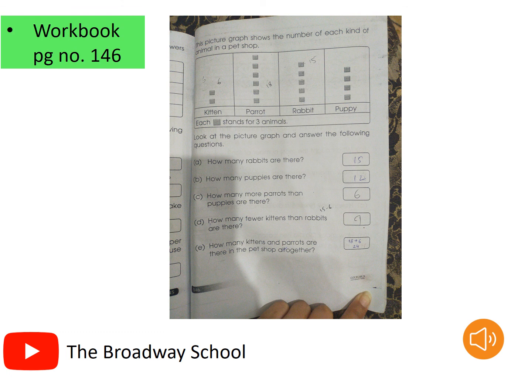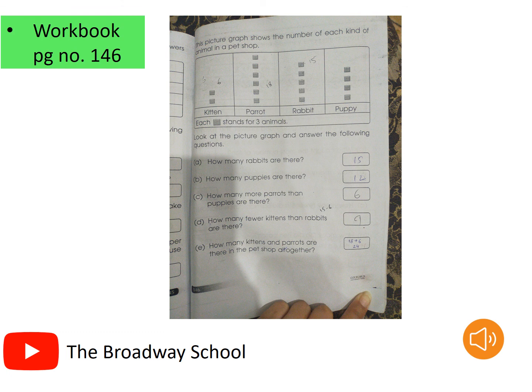You know the puppies are 12. So what you are going to do, 18 minus 12, 18 parrots minus 12 puppies, so it's 6. The number of parrots more than puppies is 6. Part C answer is 6. Write in the box.